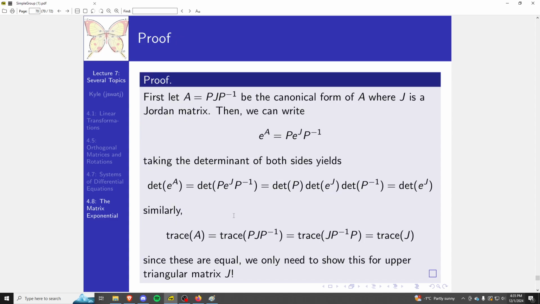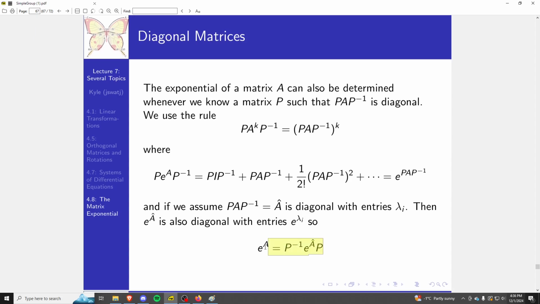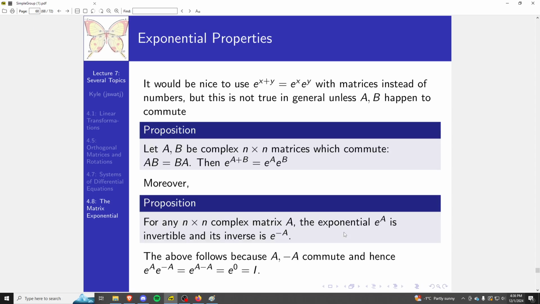So first we would let A be PJP inverse, which is the canonical form of A, where J is a Jordan matrix. And we can rewrite e to the A as P e to the J P inverse, which is something that we did before. We actually did that in the last couple slides here, right? Because J is diagonal, or PJP inverse is diagonal.